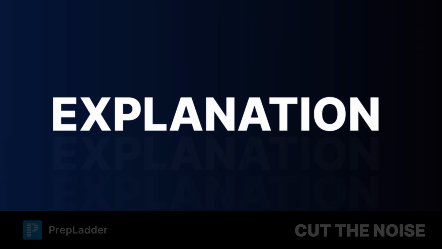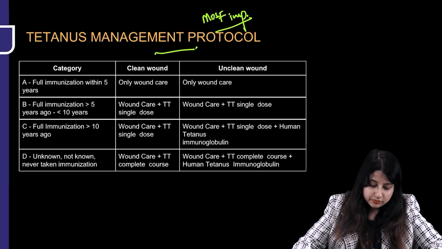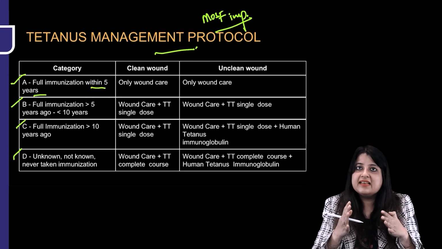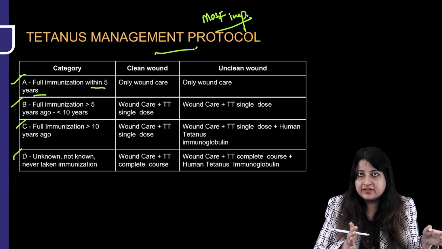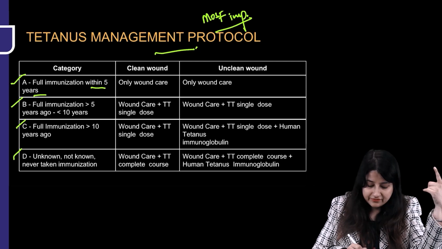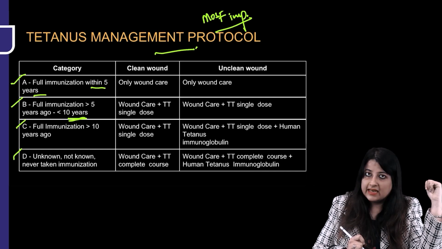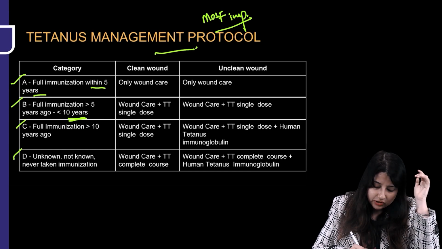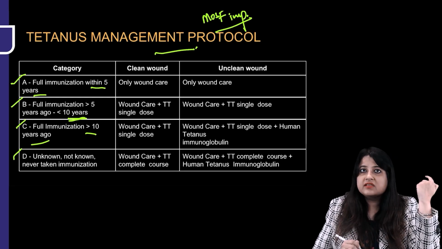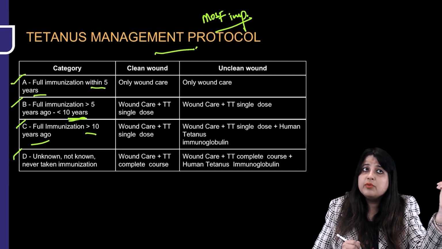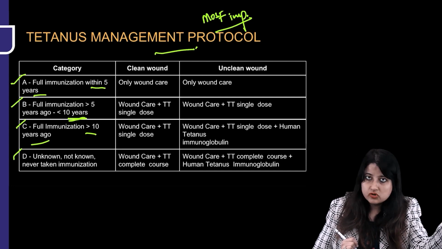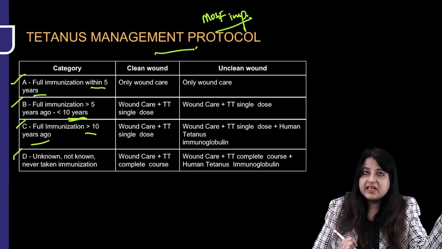Here's the explanation. There are 4 categories for the tetanus management protocol. Okay, category A, B, C and D. Now A is somebody who has received full immunization within 5 years. Okay. B is full immunization received more than 5 years ago but less than 10 years. What is category C? Full immunization received more than 10 years ago. And D, of course, is nothing is known. You've fallen, you don't know whether you were immunized or not, or you've never taken immunization.